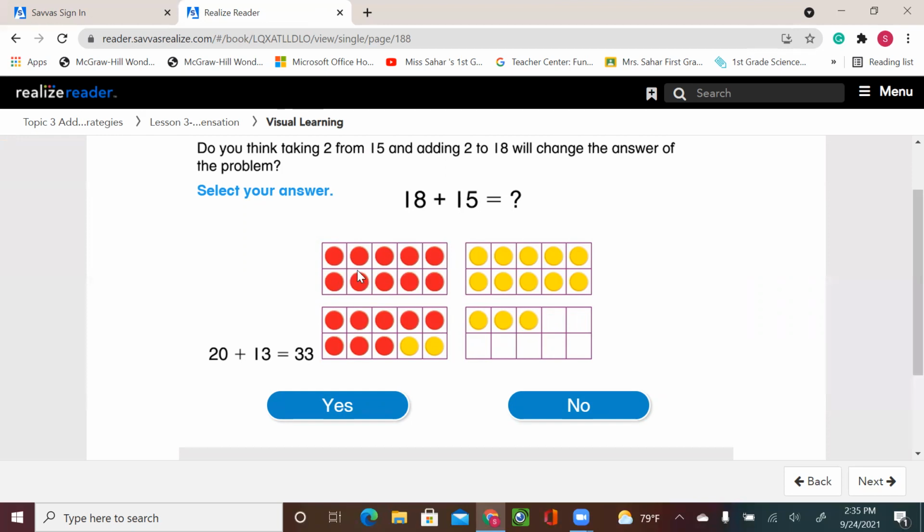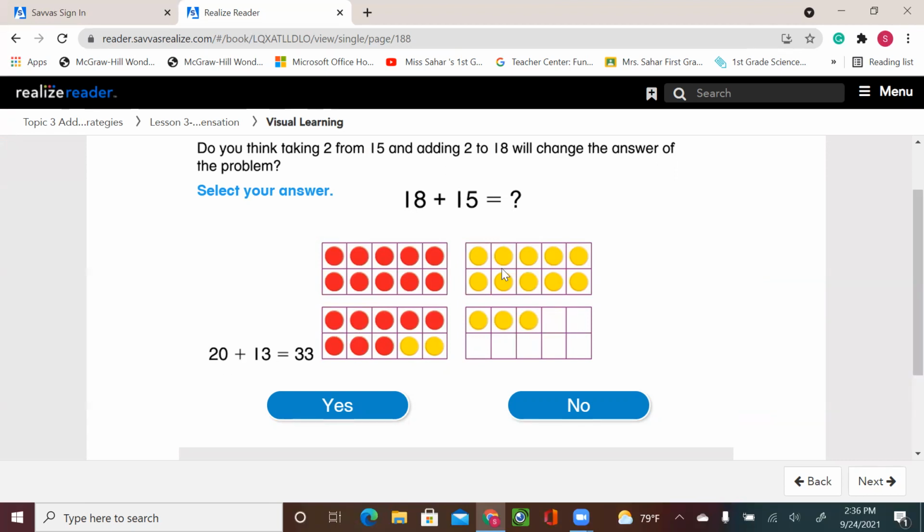18, the red counters, and 15 are the yellow counters. So we have 2 10 frames. So the first frame 10, and then 8, and then the second addend 15, the first 10 frame, and 5. I know that if I change 18 to 20, if I have my ones 0, it will be easy to count. So we moved two counters from the second 10 frame of my second addend, and I added them to the first addend's 10 frame. So now I have 10 and 10, 20.